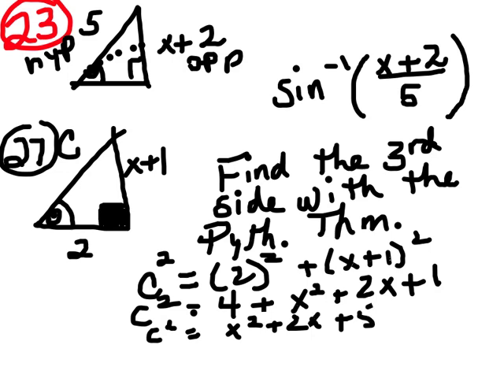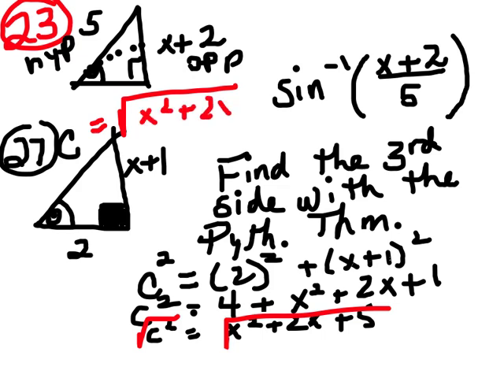And then if I want to know what the side is, what do I have to do to finish this up? Yeah, I don't want to know c squared. I want to know c, so I'm going to square root it, okay? So this side would be the square root of x squared plus 2x plus 5.